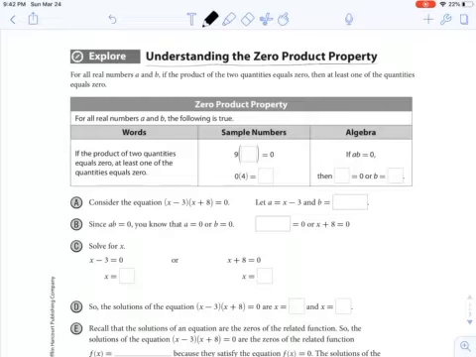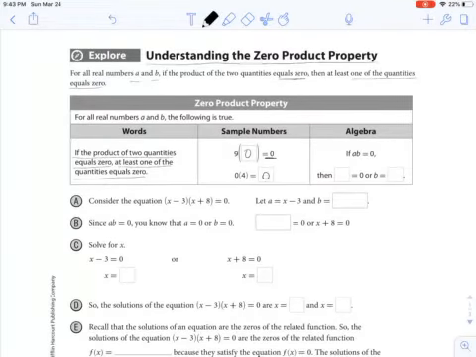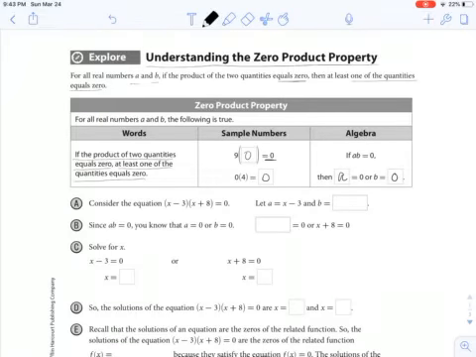For all real numbers A and B, if the product of the two quantities equals 0, then at least one of the quantities equals 0. So for all real numbers A and B, the following is true: if the product of two quantities equals 0, at least one of the quantities equals 0. With sample numbers, if we plug in 0 here, 9 times 0 is going to give us 0, and 0 times 4 equals 0. So if AB equals 0, then A equals 0 or B equals 0.